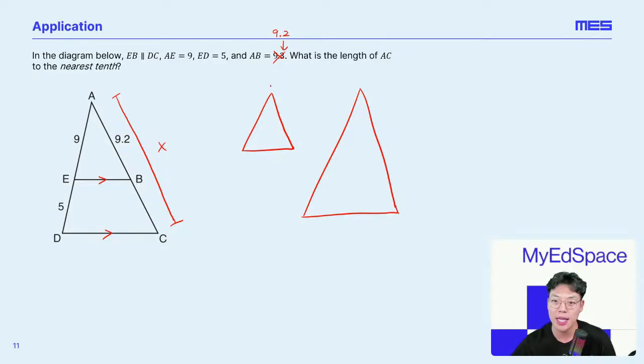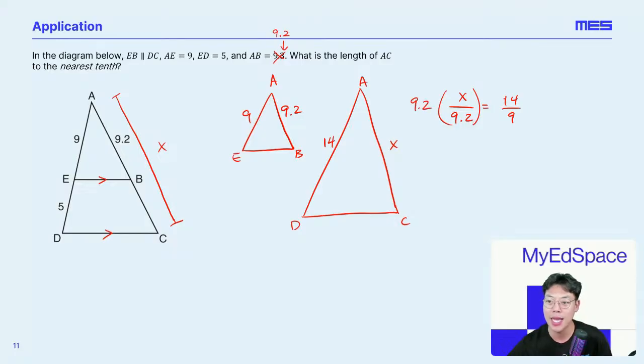And so this is A, E, B, right? This is a throwback to the beginning of our lesson. Can you believe it's already been an hour? Time passes so fast when you're having fun. A, D. 9 plus 5 is 14, and this all is X. So let's create that proportion. X is to 9.2 as 14 is to 9. And now we solve for X by multiplying both sides by 9.2.